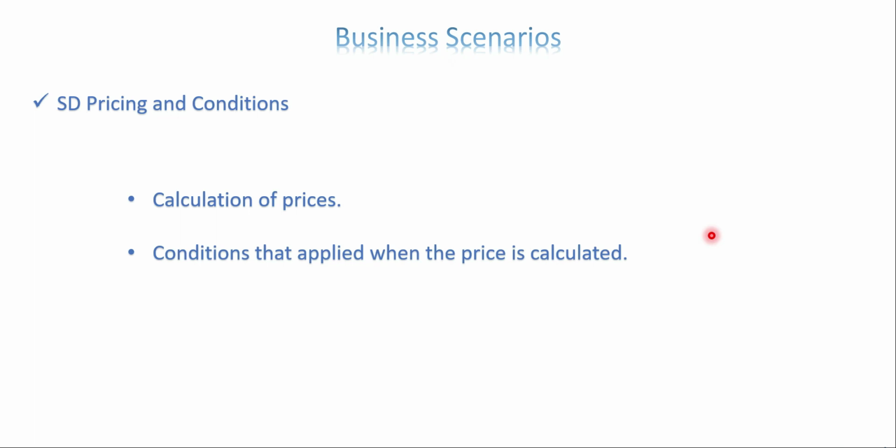So in a simpler understanding, it is discounts, right? There are some conditions to be maintained, and based on that, the final price is calculated. So that is the very simple understanding of pricing and their conditions. Okay.